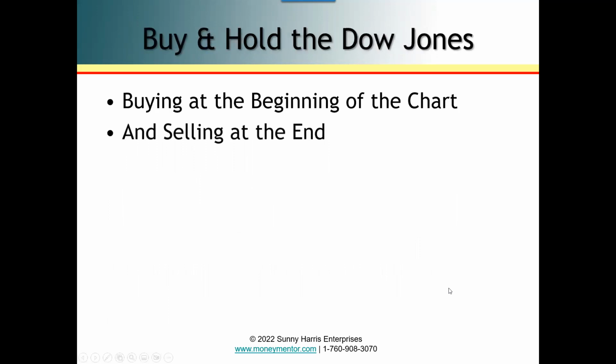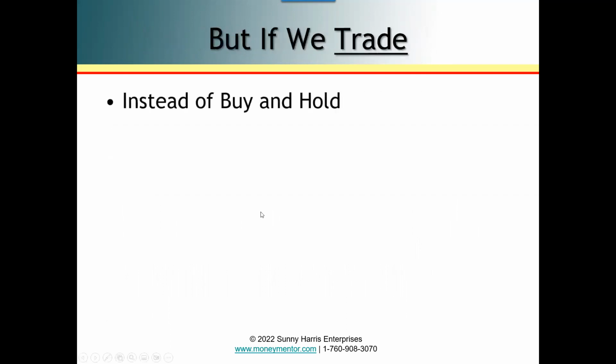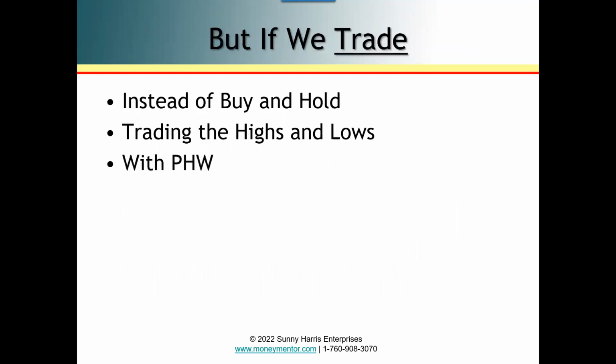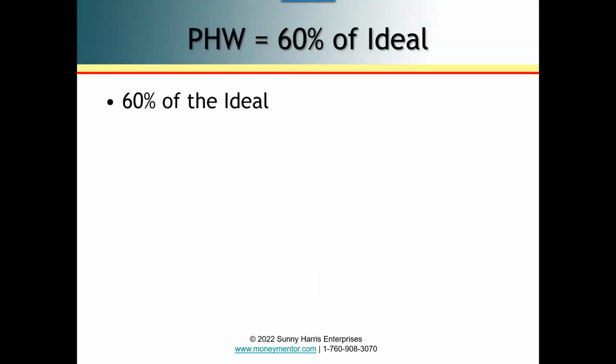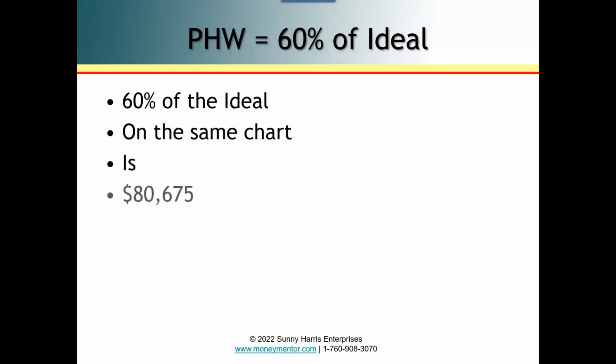So buying at the beginning of the chart and selling at the end, you would make on the Dow $2,778 per share. But if we trade instead of buy and hold, then trading the highs and lows with PHW, getting 60% of the ideal on the same chart is $80,675. So if you can catch these moves, $80,000 is a lot better than $2,000.